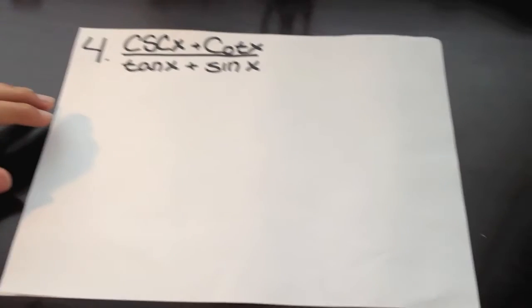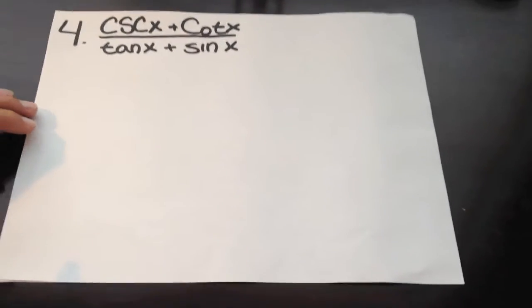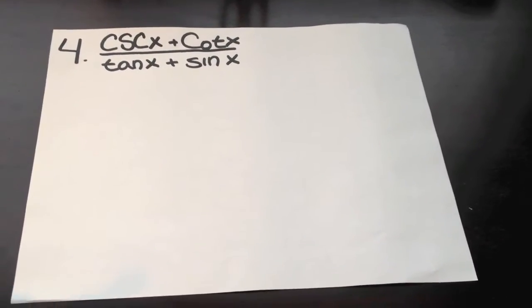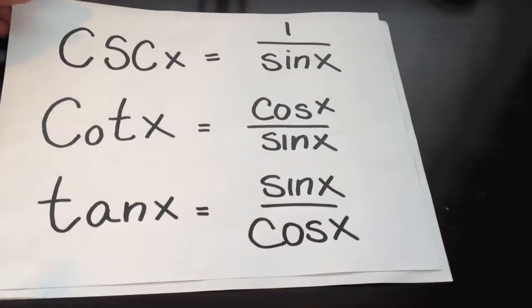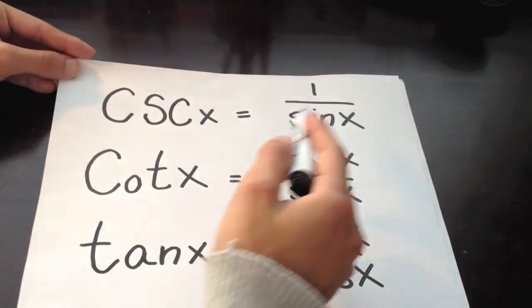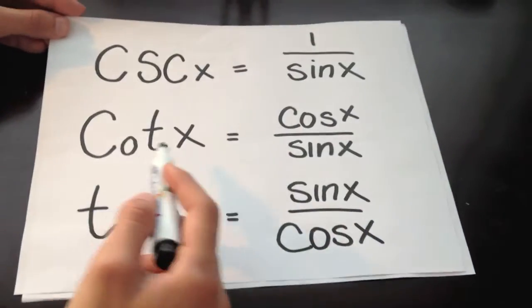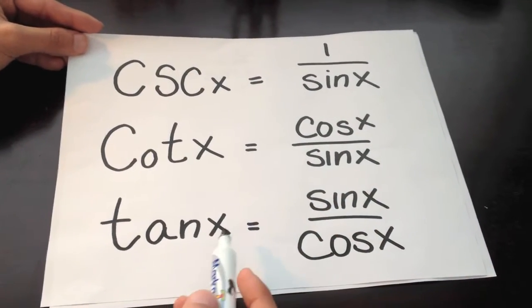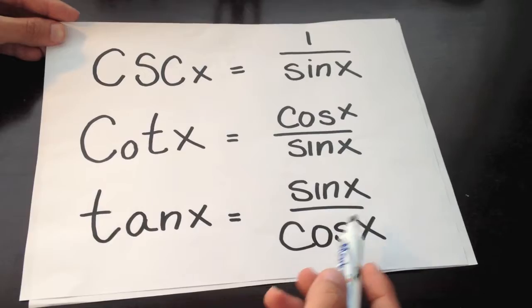This is the fourth trigonometric function we're going to be solving, and it's cosecant of x plus cotangent of x over tan of x plus sine of x. These are the following trigonometric identities we're going to be using: cosecant of x equals 1 over sine of x, cotangent of x is the same as cos of x over sine of x, and tan of x equals sine of x over cos of x.